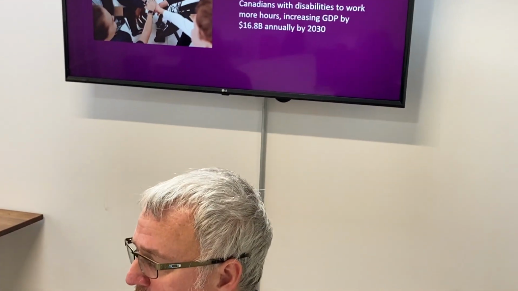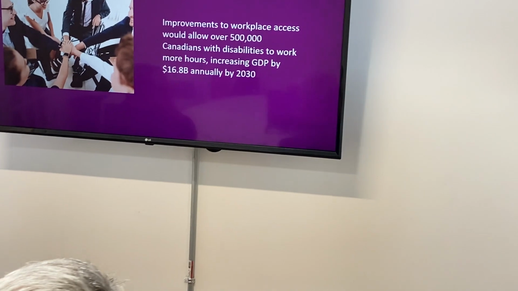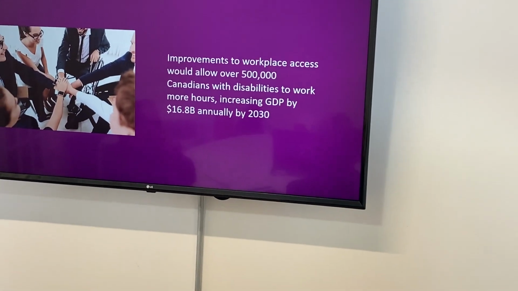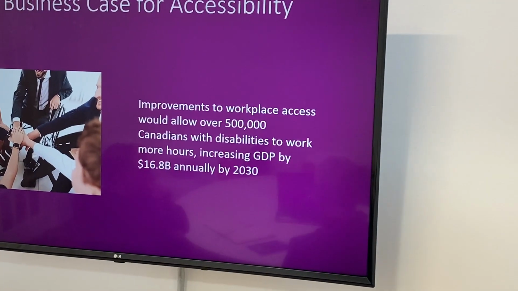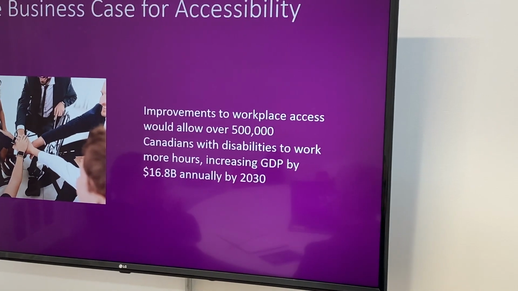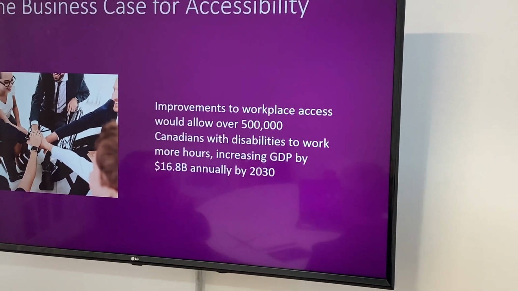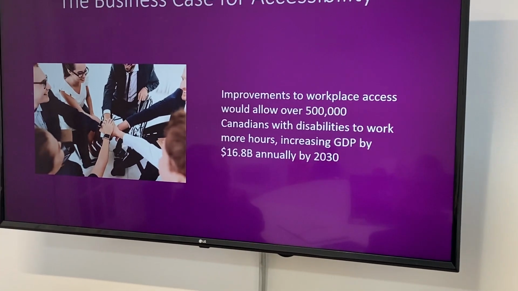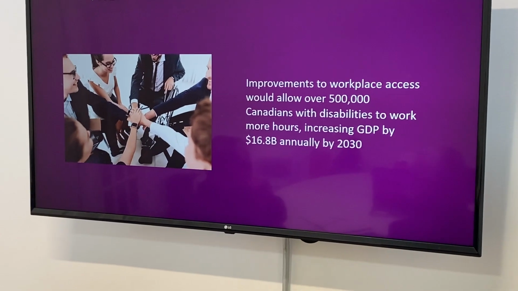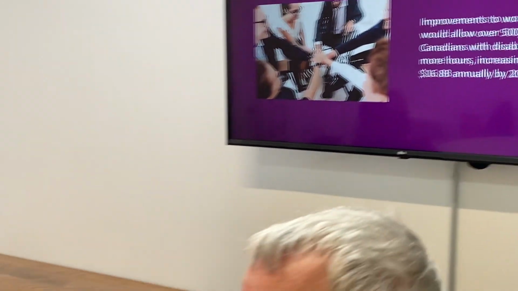So the reason we bring that up is that with improvements to workplace access, it would allow over 500,000 Canadians with disabilities to work more hours, increasing GDP by $16.8 billion annually by 2030. Pretty much 17 billion, give or take, between friends, right?